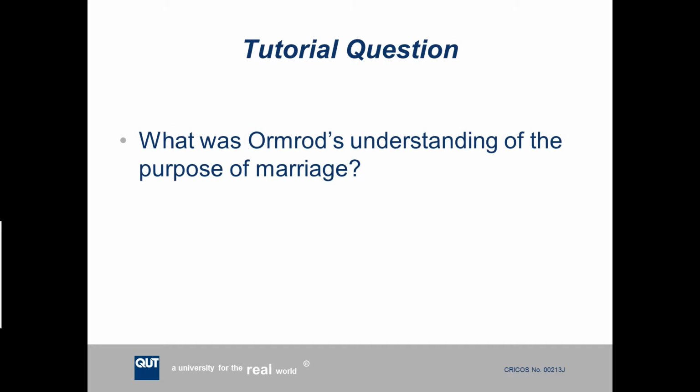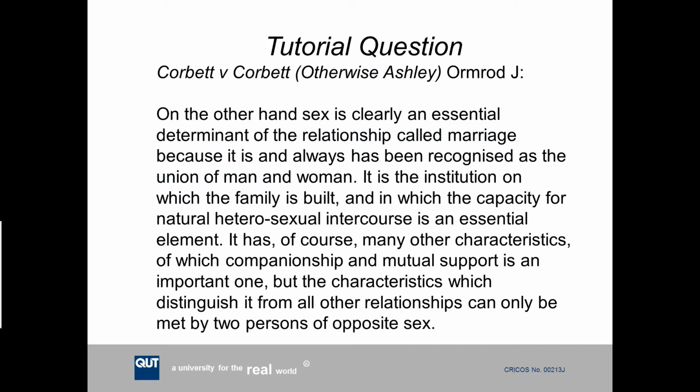Now, while deciding this case, Judge Ormrod looked at what the essential purpose of marriage was. Have a look at that quote. He said, "On the other hand, sex is clearly an essential determinant of the relationship called marriage, because it is and always has been recognised as the union of a man and a woman. It's the institution on which the family is built, and in which the capacity for natural heterosexual intercourse is an essential element. It has, of course, many other characteristics, of which companionship and mutual support are important, but the characteristics which distinguish it from all other relationships can only be met by two persons of the opposite sex." So I guess what he was saying was that marriage was essentially for procreation and to have children, and that could only happen between a man and a woman.